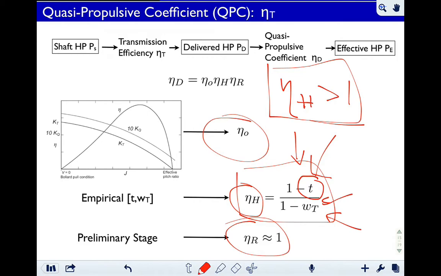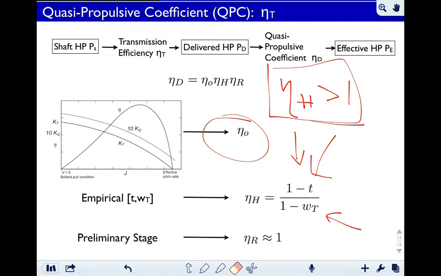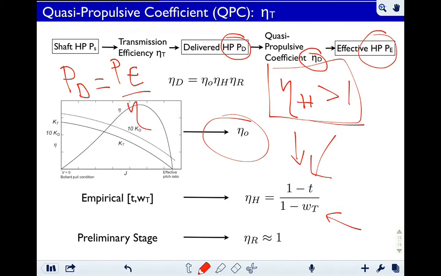So we need to know a T and a WT. So T and WT affect eta H, which affects our powering computation. So again, once you've computed your effective power, that's the horsepower to push the bare hull ship at the speed Vs, then if you know eta D, that allows you to calculate PD, because in your typical efficiency calculations, PD is equal to PE over eta D. So if you know the right-hand side, you can get to the delivered power.